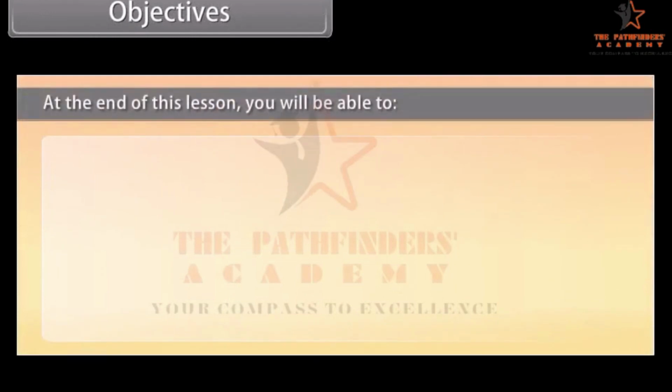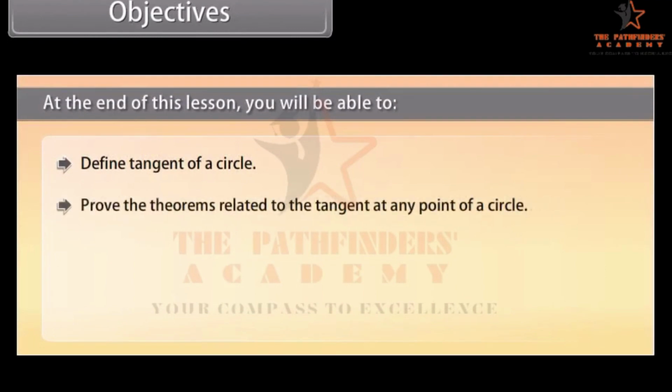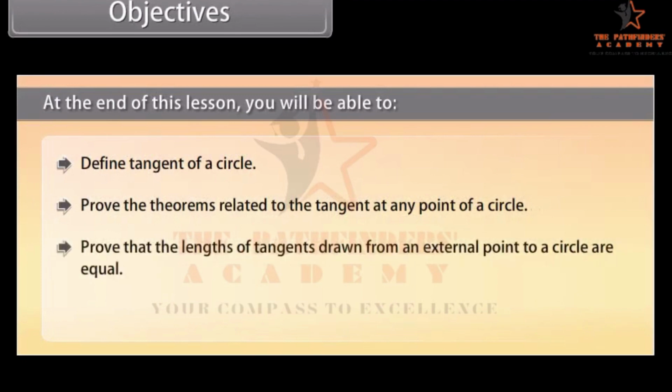Objectives. At the end of this lesson, you'll be able to define tangent of a circle, prove the theorems related to the tangent at any point of a circle, prove that the lengths of tangents drawn from an external point to a circle are equal, and solve examples related to the tangent of a circle.